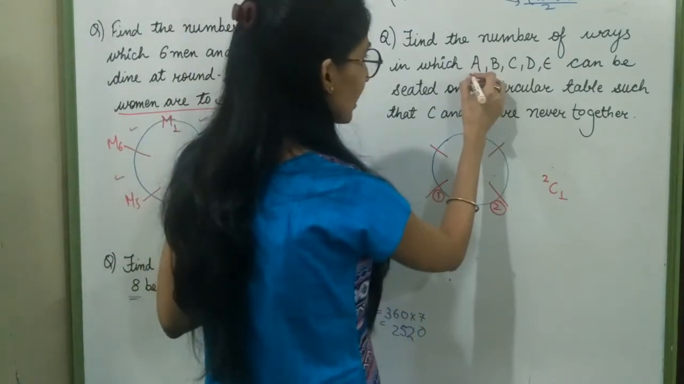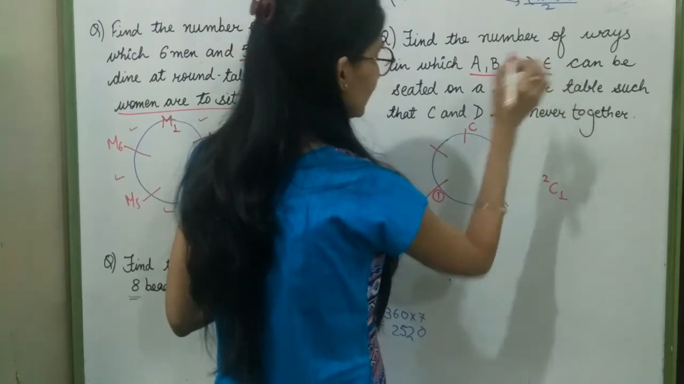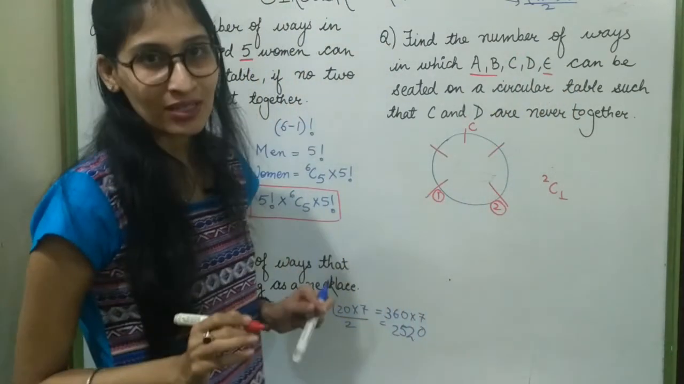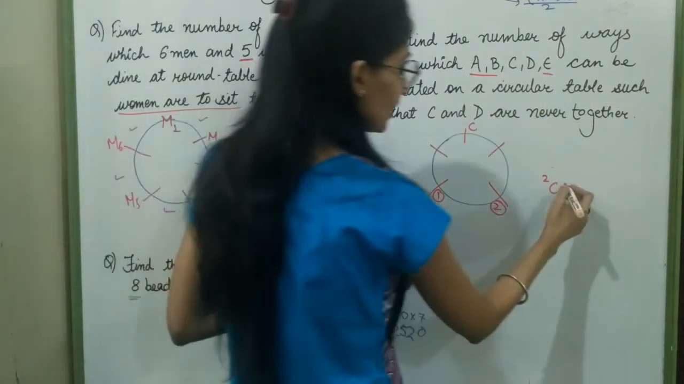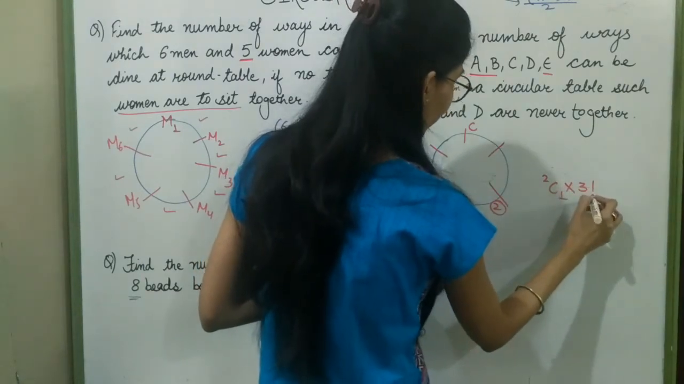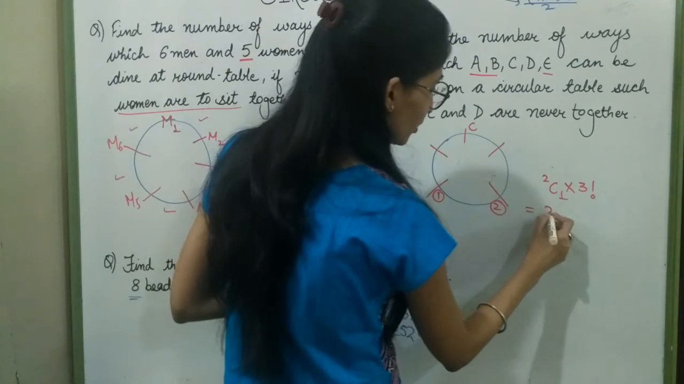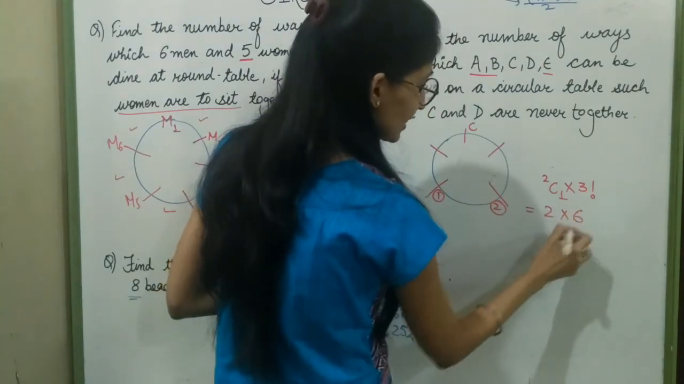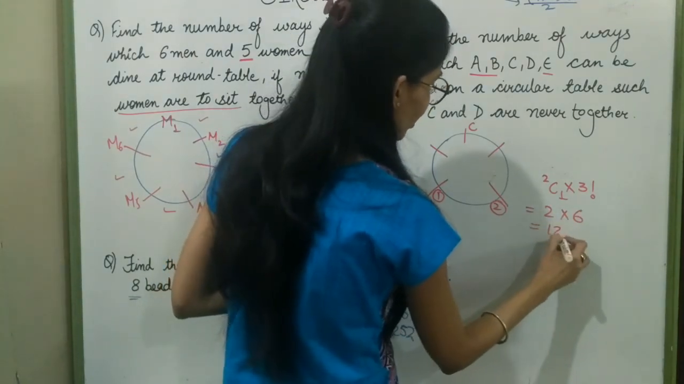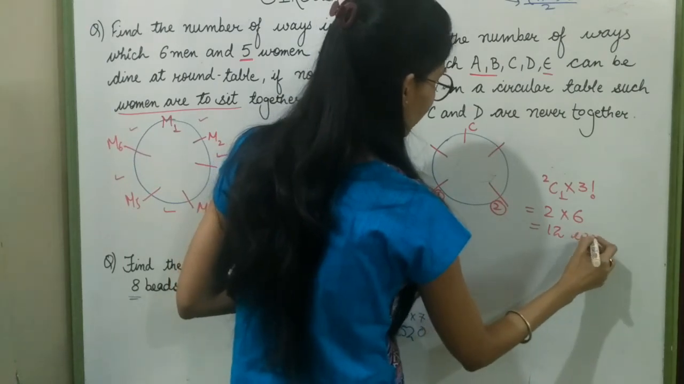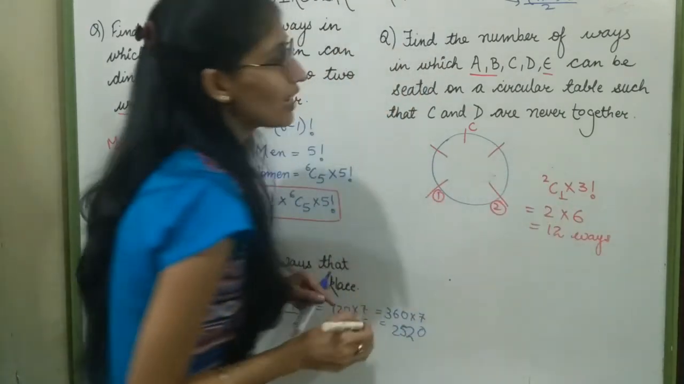Now the persons left are A, B and E. And these 3 persons can be seated in 3 factorial ways. So my answer here will be 2 into 3 factorial, and 3 factorial is 6. So there are 12 possible sitting arrangements.